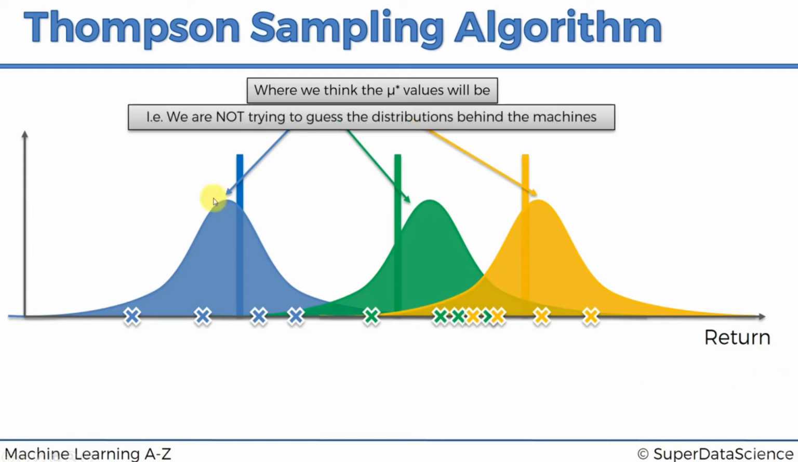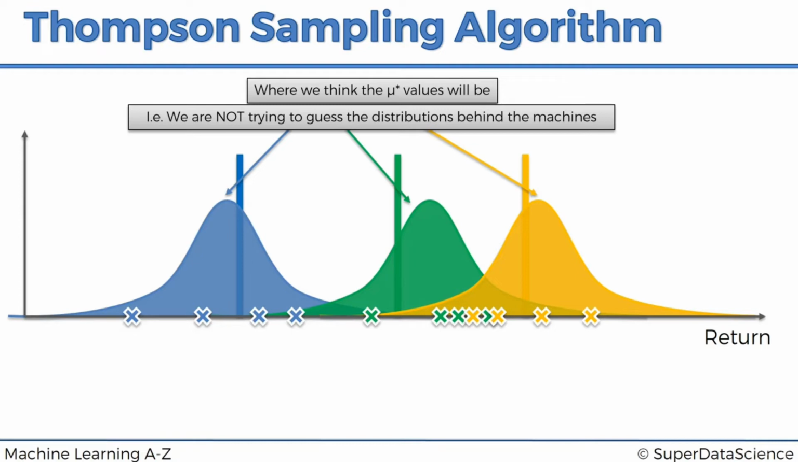Same thing for the yellow one. So it's very important to understand. So just to reiterate, we are not trying to guess the distributions behind the machines, right? We are doing kind of a little magic trick, or a little hat trick. I don't know if it's called a hat trick, but we're trying to create this perception of the world. We're trying to mathematically explain what we think is actually going on, or what could be going on, and that is important.